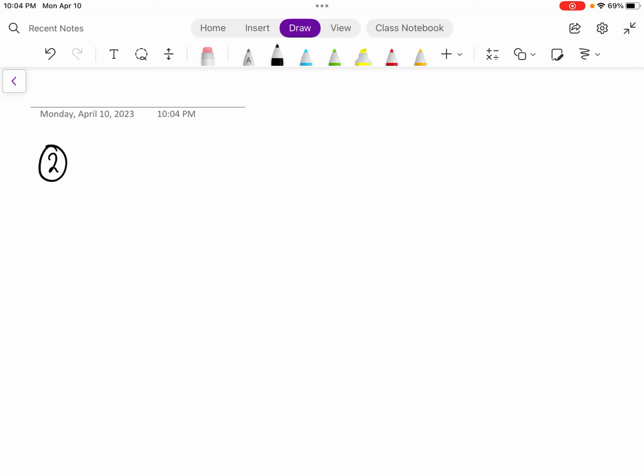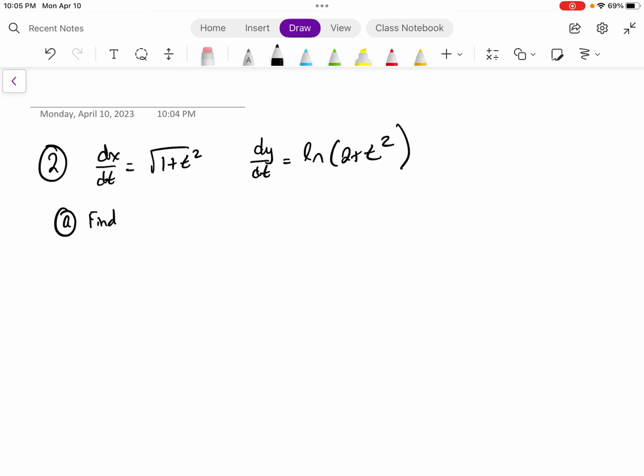That's the vector valued function, and our givens were that dx/dt was root 1 plus t squared, and dy/dt was the natural log of 2 plus t squared. We were given some other things, like a point at time t equals 4, but we don't care about that right now. So the first part, this little gimme, is find the slope of the tangent line at t equals 4.